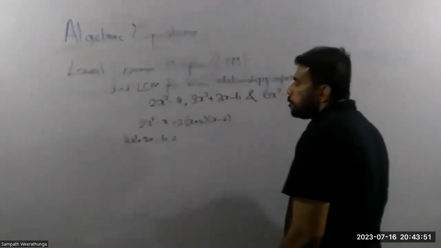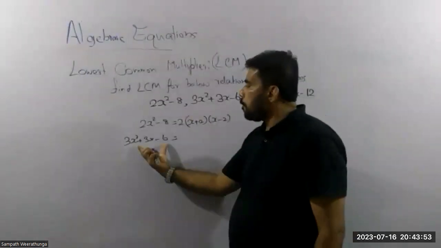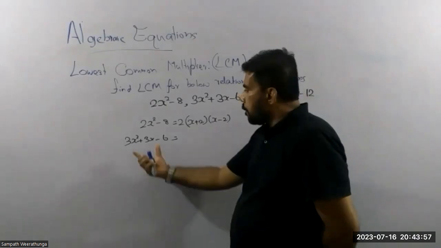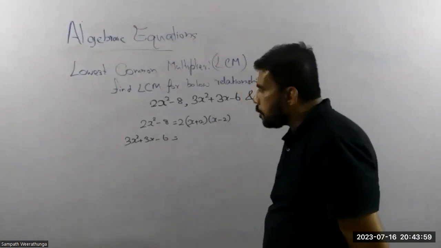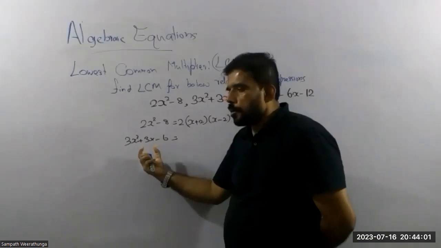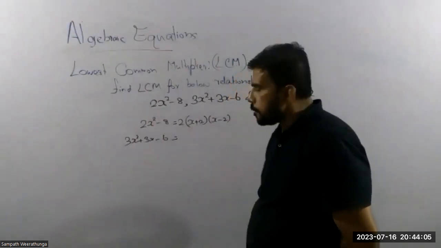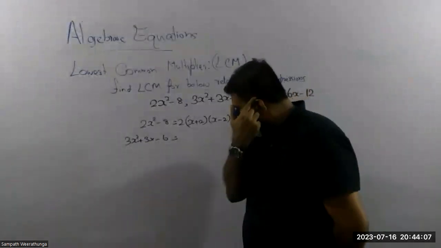Then this one, 3x^2 plus 3x minus 6. Here 3 into 6 is 18. Then I have to get factors of 18 that give 3. I know plus 6 and minus 3, since 18 is 6 into 3.